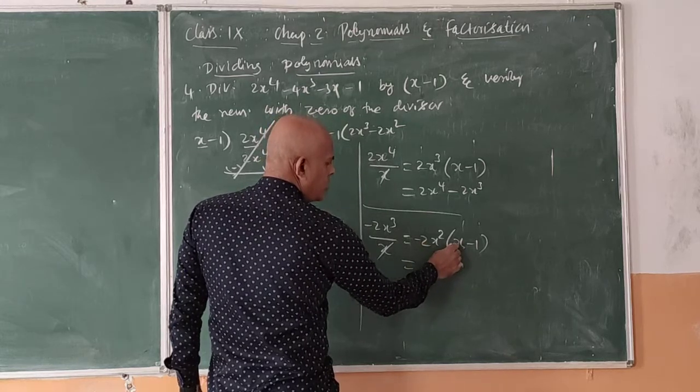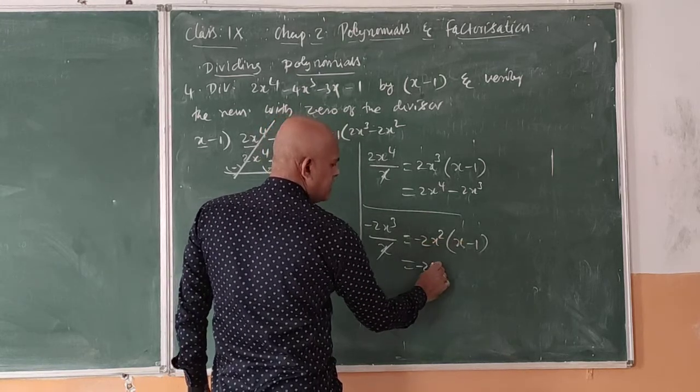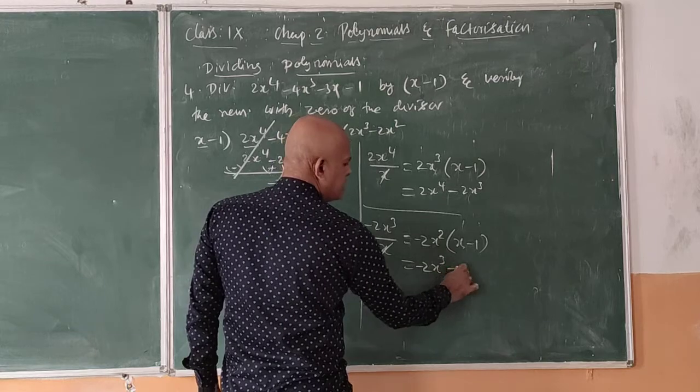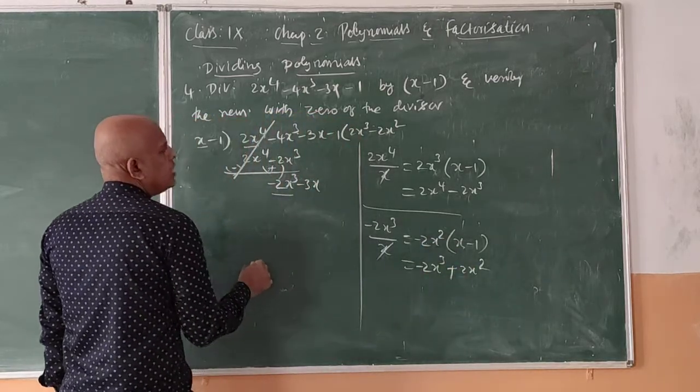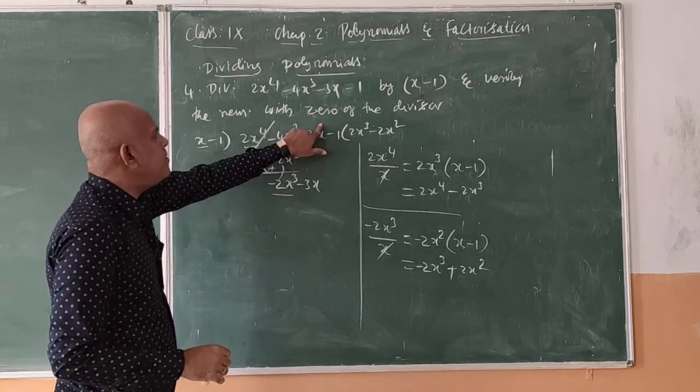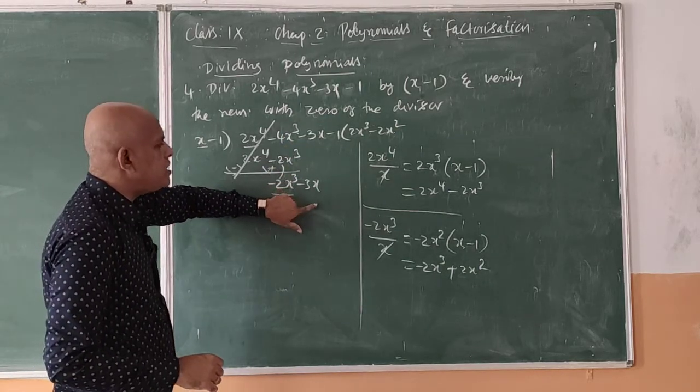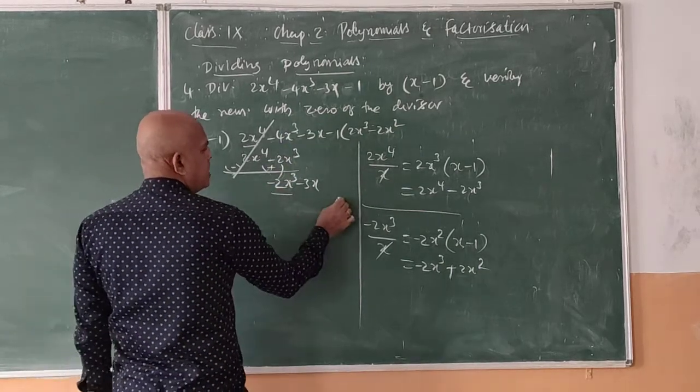Here nothing, no numeral. Minus 2 as x square into x, x cube. Minus into minus plus 2x square into 1, 2x square. So here there is no x square term. So even then there is no x square term, as it is we write here separately.